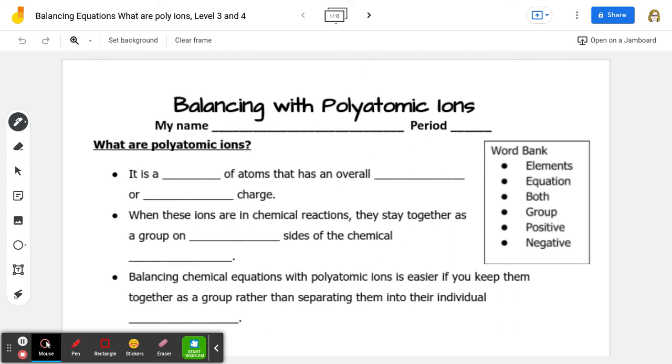Polyatomic ions are a group of atoms. Let's change this color first. They are a group of atoms that have an overall positive or negative charge.